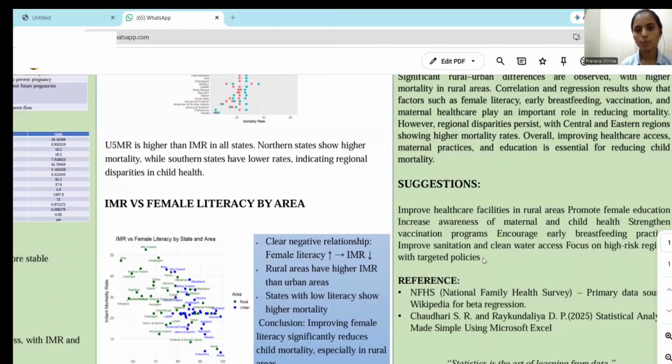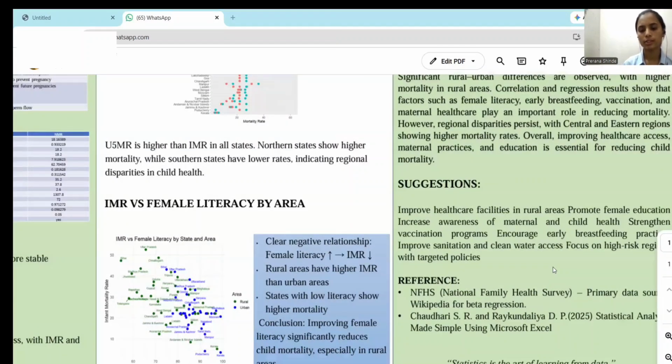Suggestions: improve healthcare facilities in rural areas, promote female education, increase awareness of maternal and childhood vaccination programs, encourage early breastfeeding, and increase sanitation and clean water access.